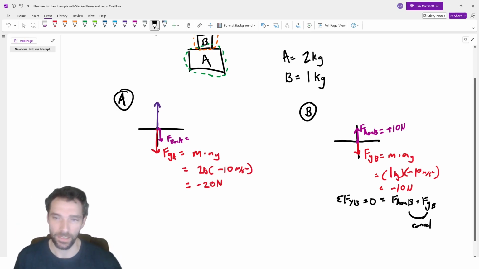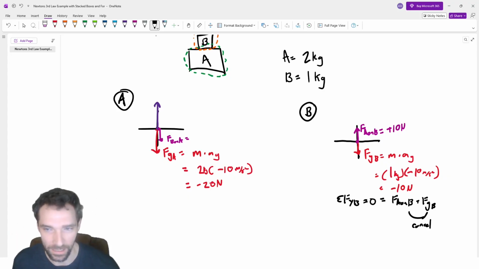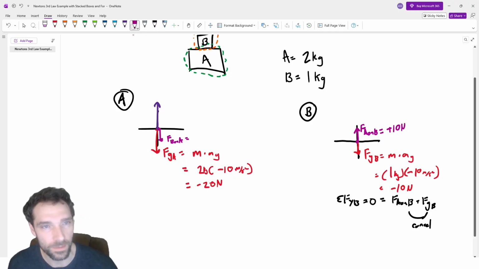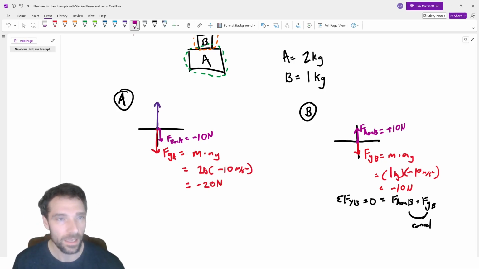By doing this, we're able to see how much the gravity is pushing down, causing that to push up, which is equal and opposite to how much B is pushing down on A. So the force of B on A now is going down at negative 10 newtons. This is that Newton's third law that's involved.